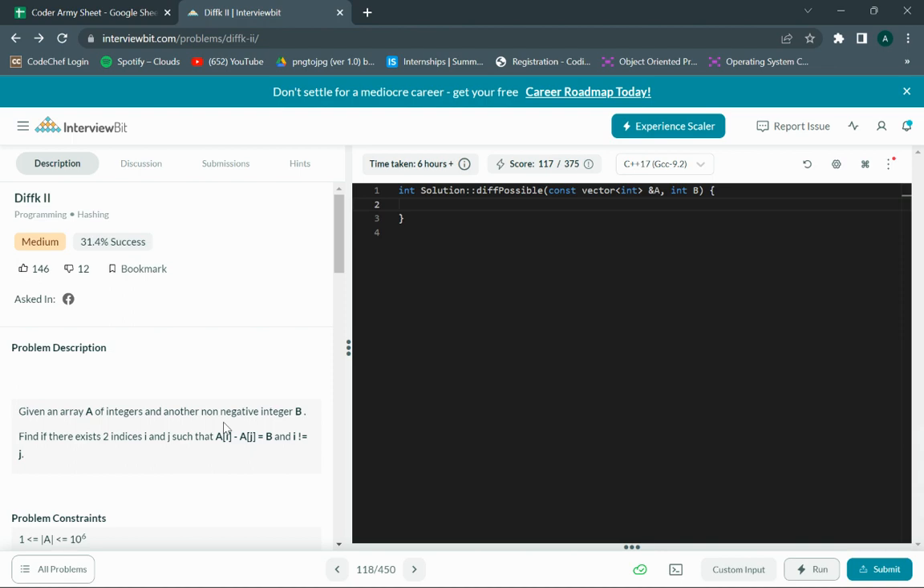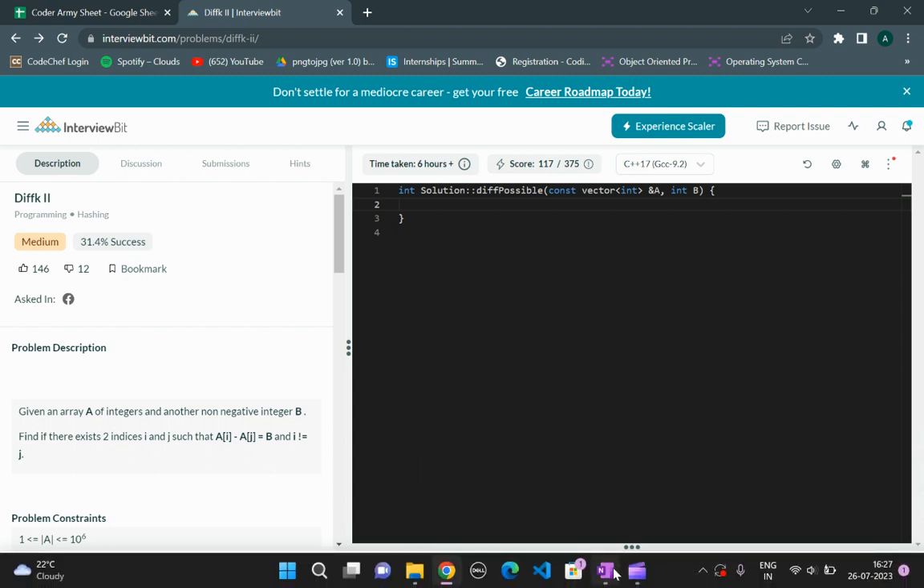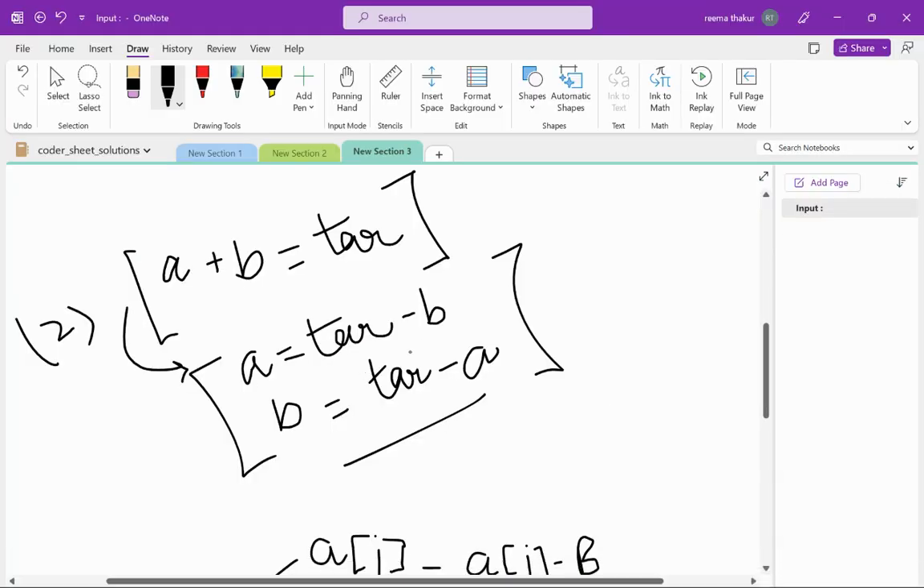So as we are solving a hashing problem, we'll be solving it through a map. This question can also be solved using two pointers, but I'll just be explaining the map part. I hope you know basic maths: if a plus b is equal to any target value, then can you derive a from this equation? Yes, b can be derived as target minus a, and a can be derived as target minus b, right?